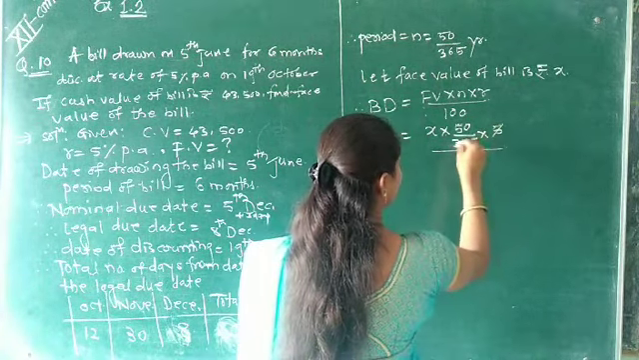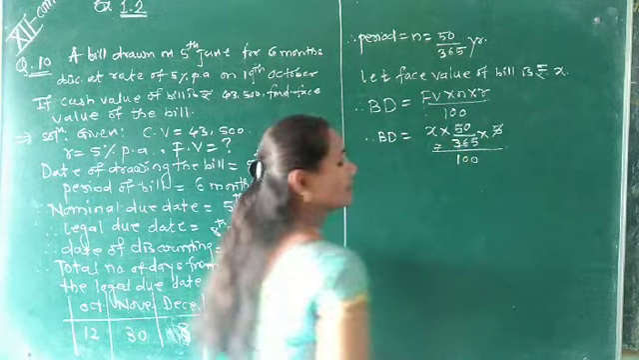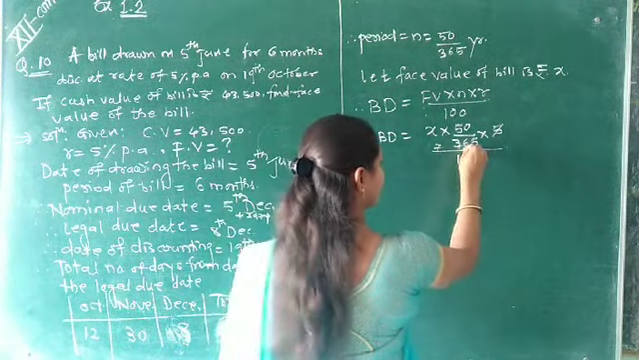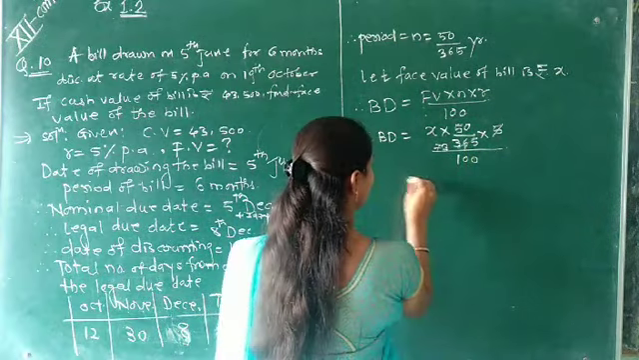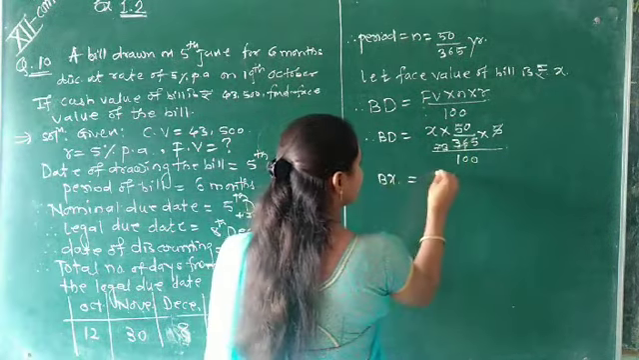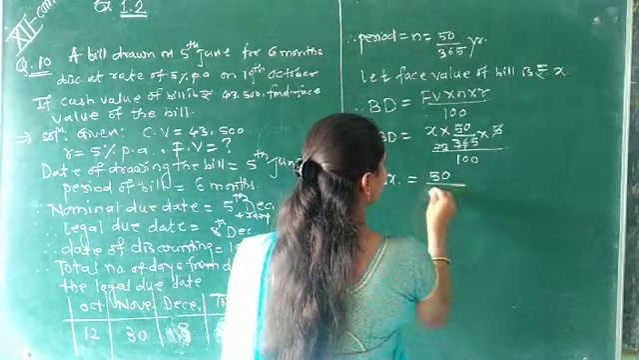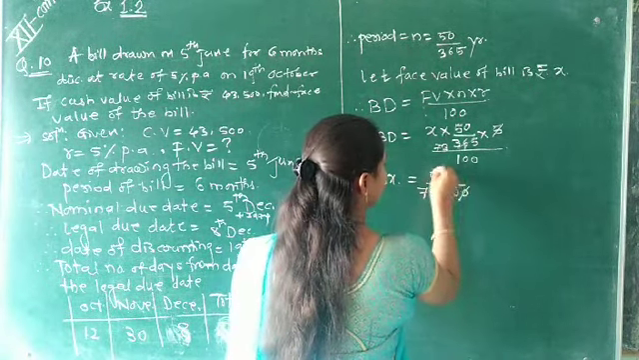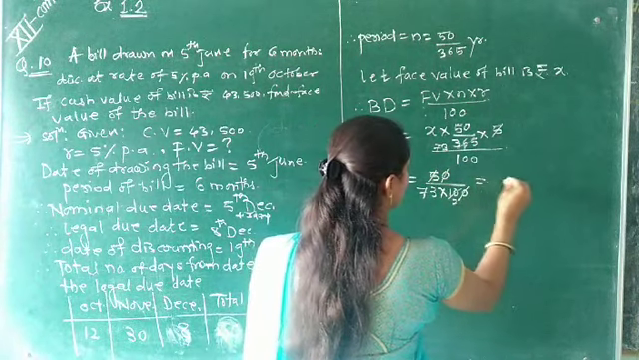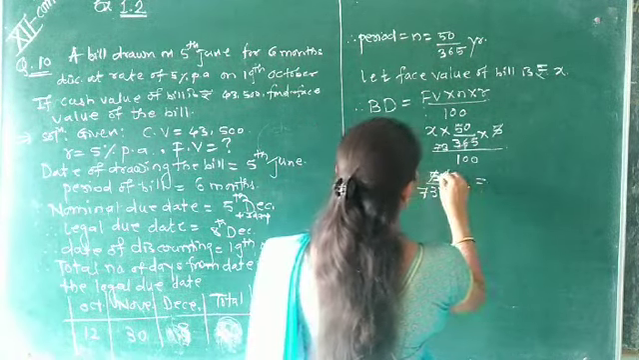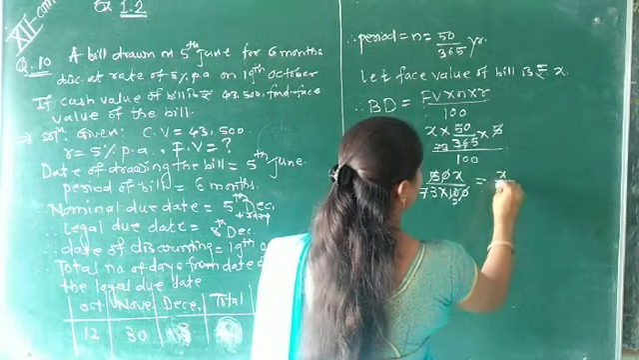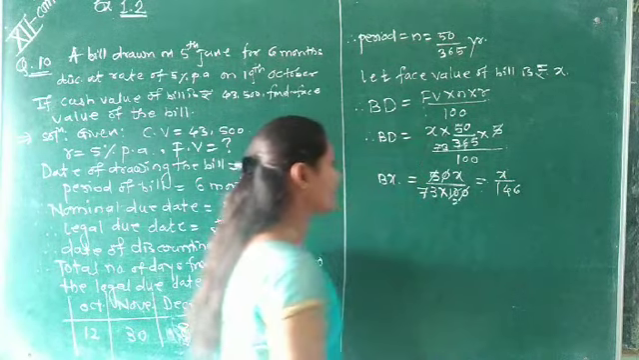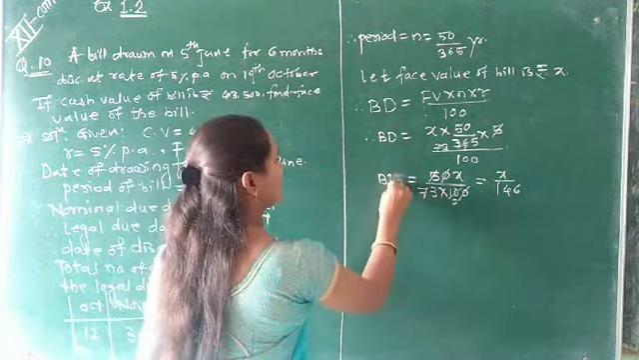See here, 5 7s are 35, and since there is 1, 5 3s are 15. Therefore, BD is equal to 50 divided by 73 into 100. 1 0 will cancel, and 5 2s are 10. Therefore, 50x, that is x upon 146. Here we get the value of banker's discount.